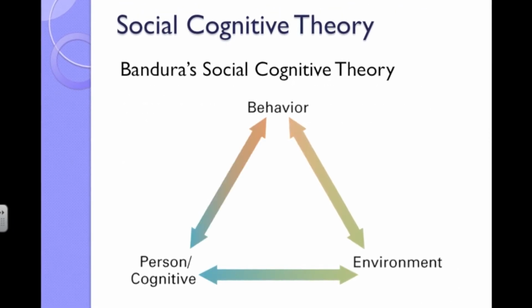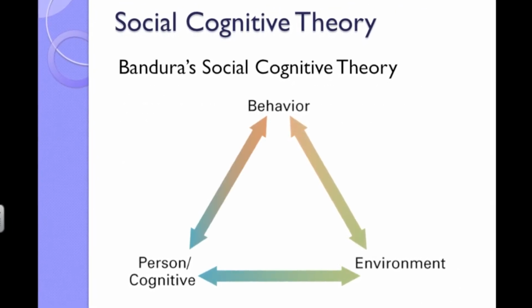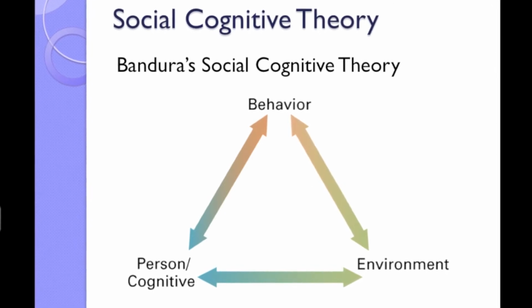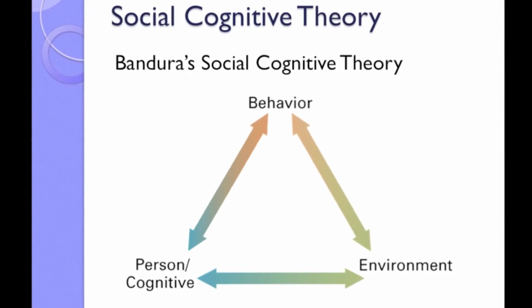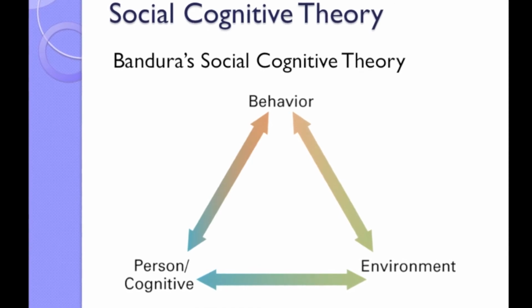Albert Bandura's theory recognizes that behavior, environment, and cognition are key factors in development. His research focuses on observational learning, which is learning that occurs through observing what others do.